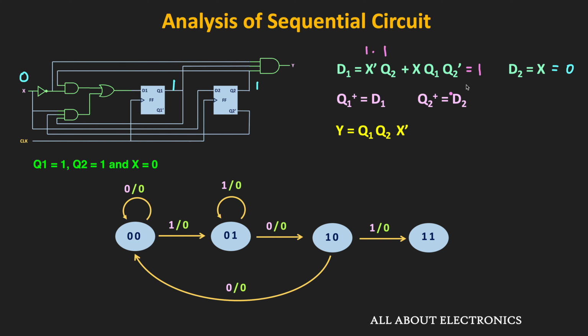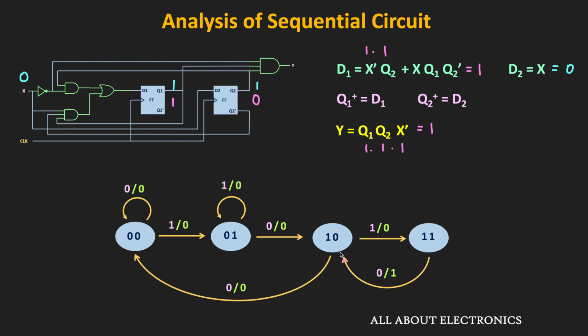So now, this D1 input is 1, while the D2 input is equal to 0. That means at the next clock edge, Q1 will remain 1, while Q2 will become 0. And therefore, the circuit will do a transition from 1 1 to 1 0. But in this condition, if you see the output Y, then based on the present inputs Q1 and Q2, it will become 1. Because here, currently, both Q1 and Q2 are equal to 1, while X is equal to 0. Therefore, this X bar will become 1, and in this condition this output Y will become 1. So the same transition is shown over here.